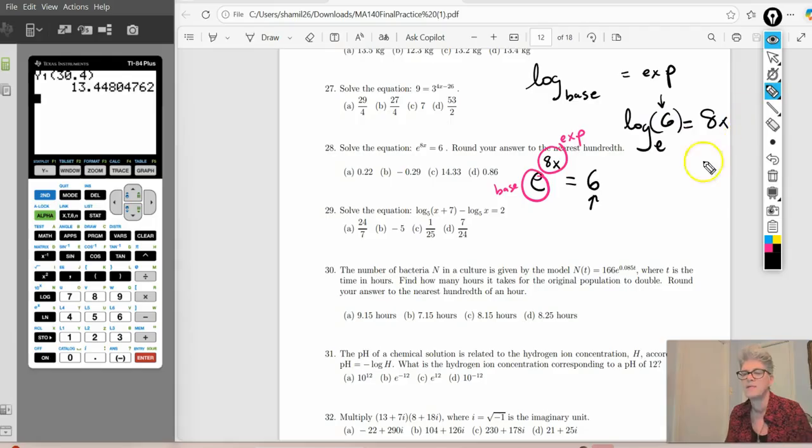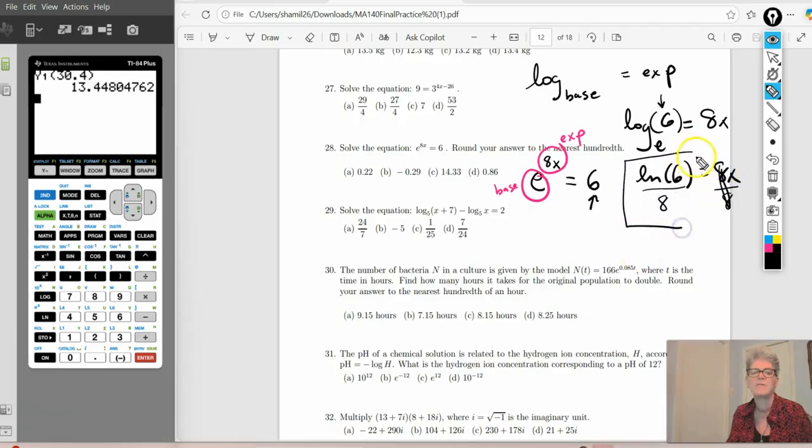Now, if your logarithm is base e, then the shortcut is ln. Now, we've been asked to solve this for x, and we have what 8 times x is. So to solve it for x, divide both sides by 8. So this is my exact answer. Okay. They give an approximation, so I'm just going to come over here and ask it, what is ln of 6, then divided by 8.